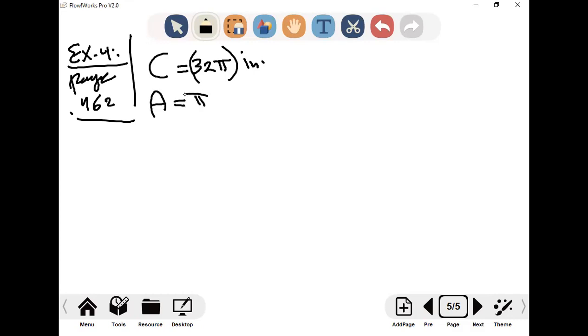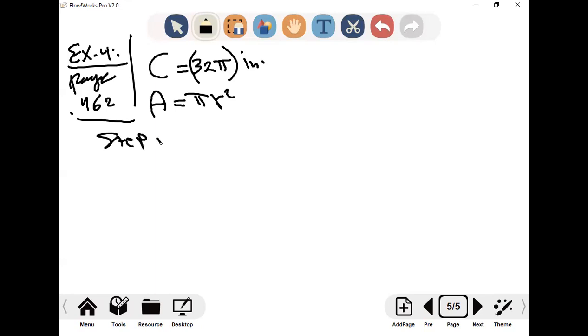The area is pi r power 2. Do we have the radius? No. So I will use the circumference, the given, to find what? Step 1, use the circumference to find the radius. Step 2, use the radius to find what? The area. Let's take step 1 now.